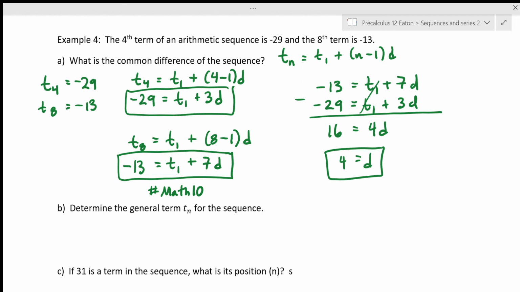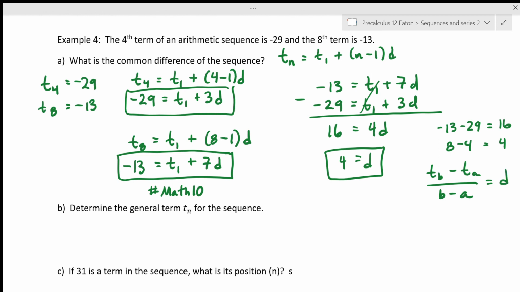One thing you might notice is that, if I had just done negative 13 minus 29, I get 16. And if I do 8 minus 4, I get 4. And then I divide 16 by 4. So there is a shortcut. What that shortcut is, if you have 2 terms, you can do TB minus TA over B minus A. And that's going to give you your common difference.